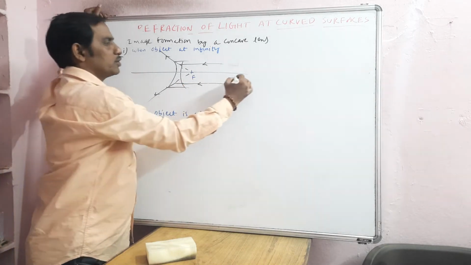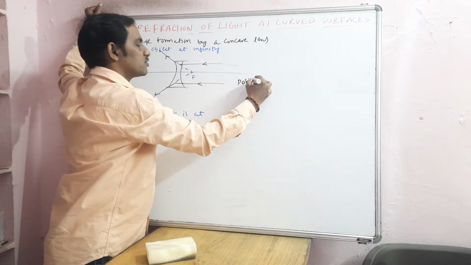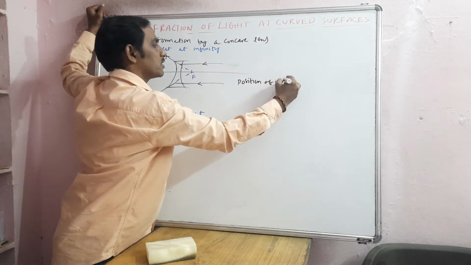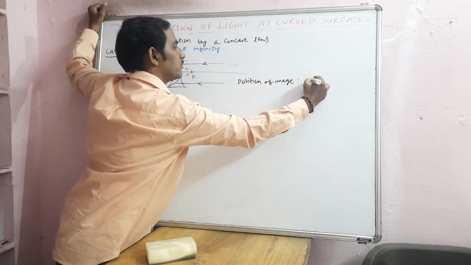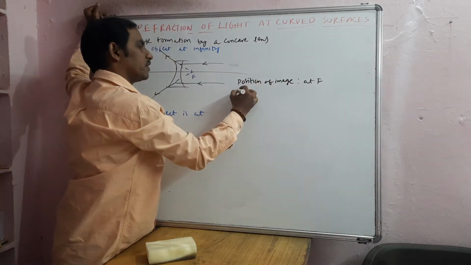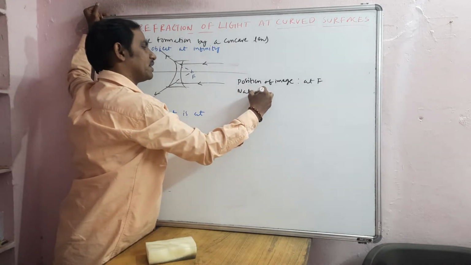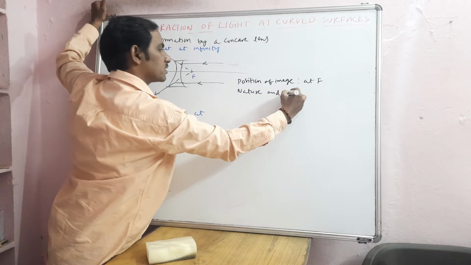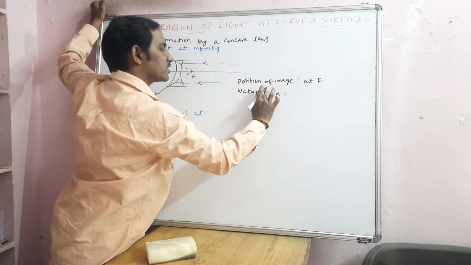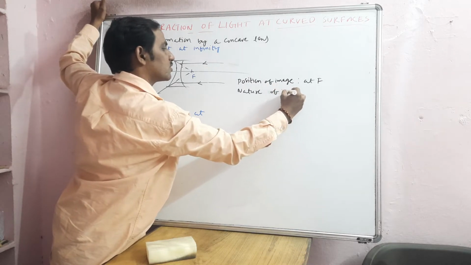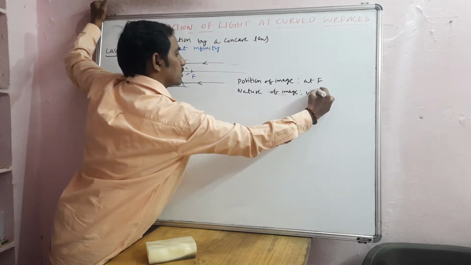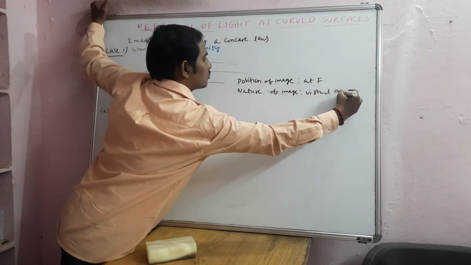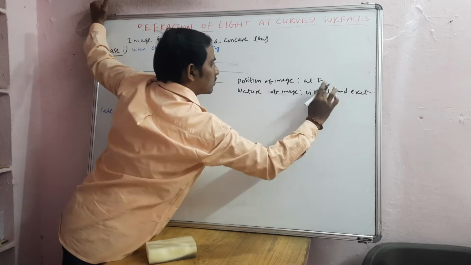At F, you can write the position of image. So what you will do? You will write like this. Position of image means you will write at F. And what is the nature of the image? The light rays appear to come from F, so you have to say it is virtual and erect. Nature of image: virtual and erect.